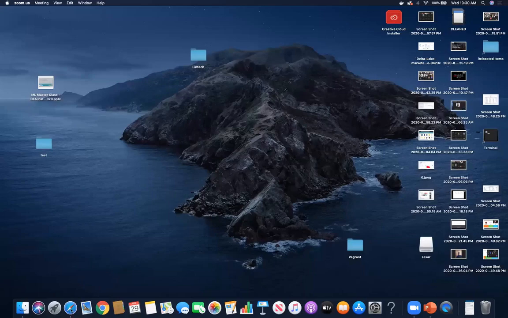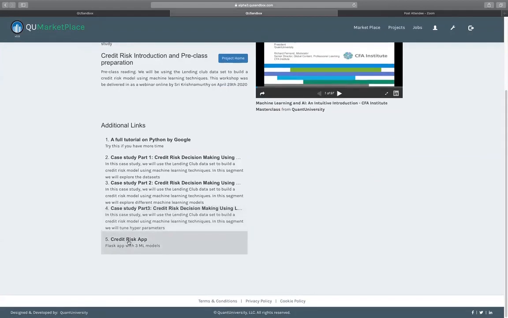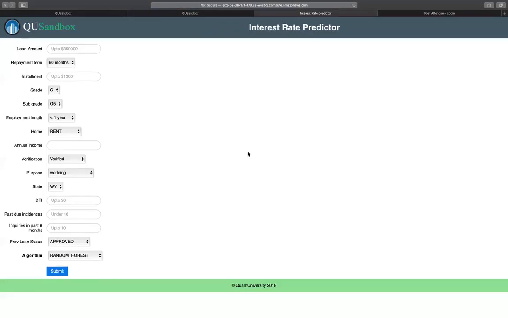Okay, so what you're seeing now is what's called Sandbox. So this is what we typically use for our education when we do all our boot camps and courses. So what you're seeing now is this credit risk example. So what we have done is we have built out this app, and this app is basically built in Python. And what we have done is we have built out 3 algorithms: neural networks, linear regression, and random forests. So the examples I gave you.